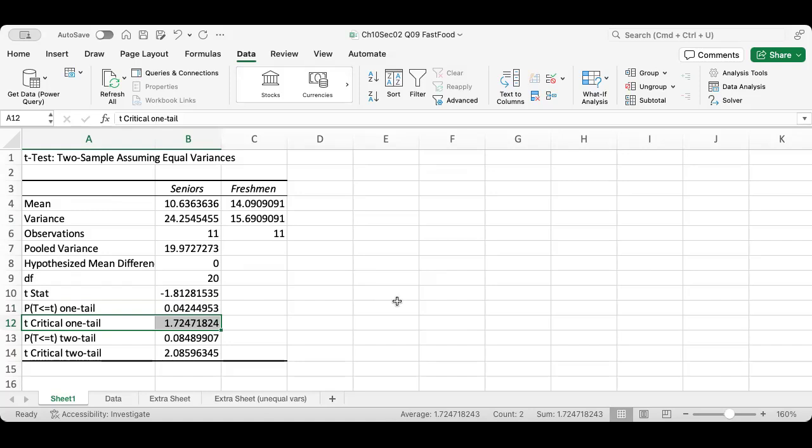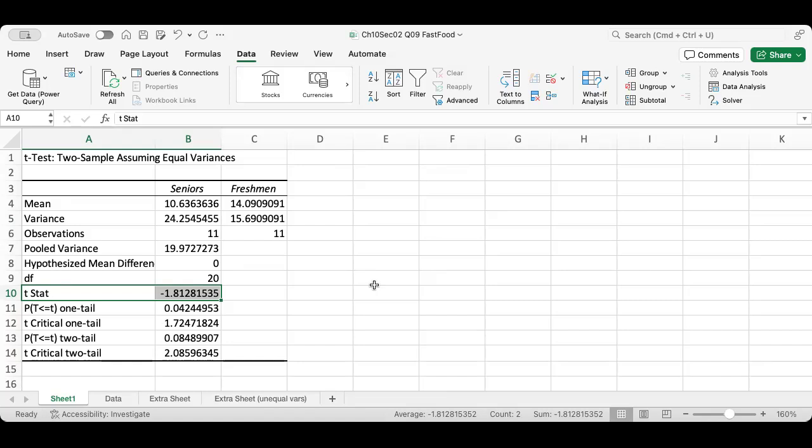Where is my calculated T value? They didn't actually label it T calc. They labeled it T stat. That's this one right here. If that number in absolute value is bigger than our critical value, then we're in the rejection region. Do our two results agree? Yeah. Negative 1.8 is smaller than negative 1.72, or positive 1.8 is bigger than 1.72.